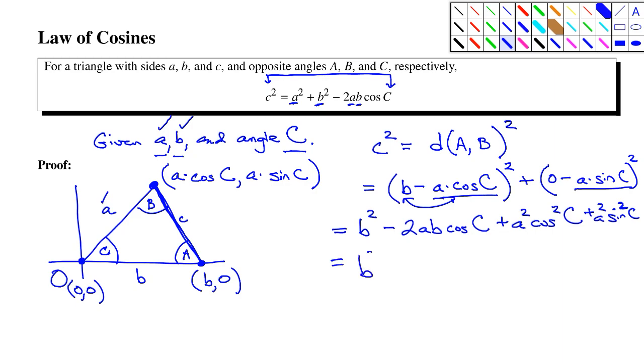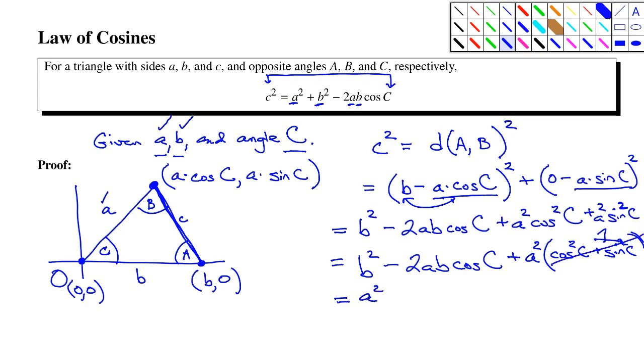And notice that the last terms both have a squared in them, so I can factor out a squared. And that leaves us with the very familiar cosine squared plus sine squared, which is 1. So that's just going to turn into a 1, and this is a squared plus b squared minus 2ab times the cosine of C. And that's the law of cosines.